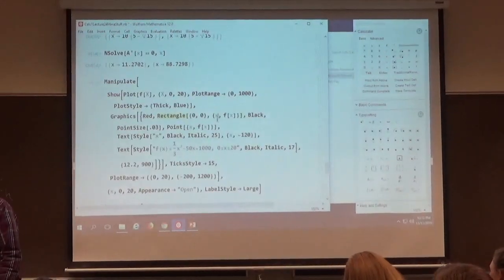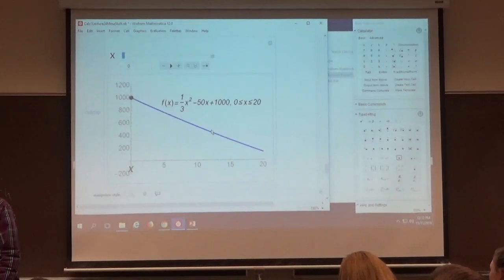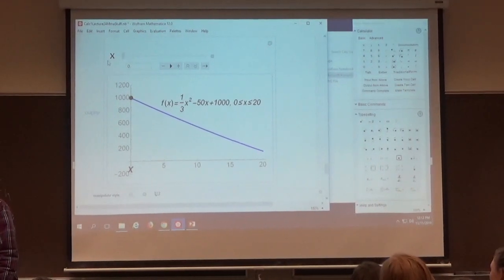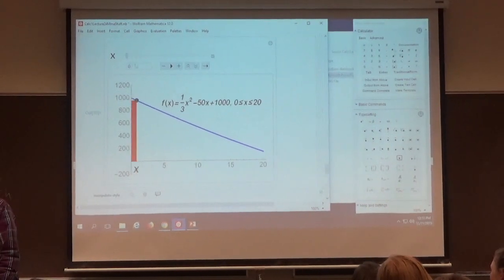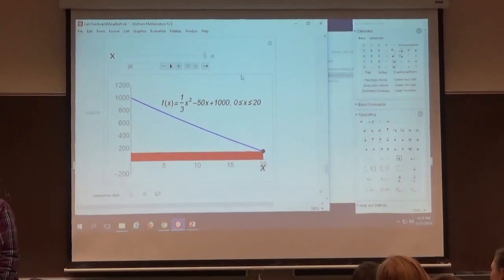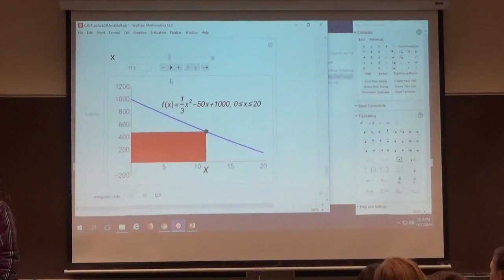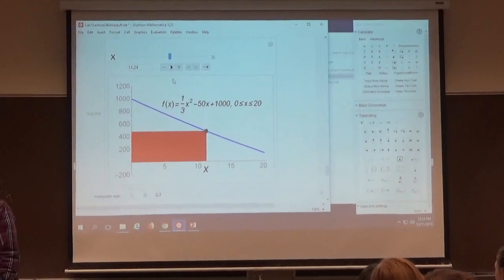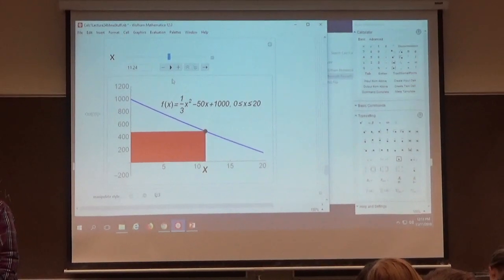Also made an animation using Manipulate, showing what's going on here as x changes. You see when x is 0, you really have no rectangle. When x is 20, it's a real thin and long rectangle. It doesn't have as big of an area. The maximum area is when x is around 11.2 or so, right about there. That's the red rectangle that's got the biggest possible area in this constraint.